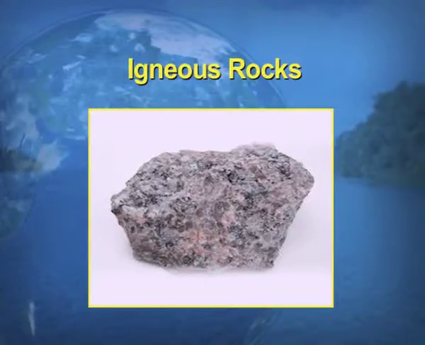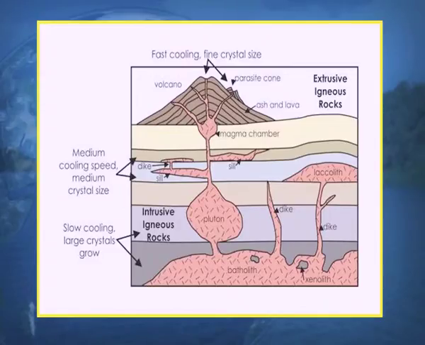Here is the picture. You can view this picture. It will show you how the magma is found in the interior of the earth, and when it comes out on the surface of the earth, how it forms the different features. If you look at the picture, it shows that for the rocks which are formed on the surface of the earth, because the temperature comparatively is low, there is a fast cooling, and when the fast cooling takes place, the crystal formation is very fine.